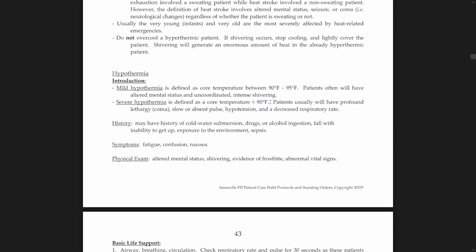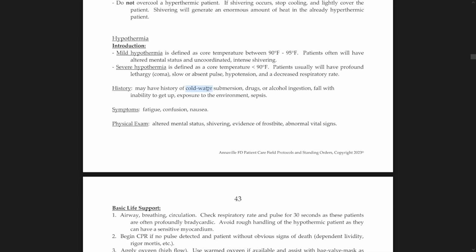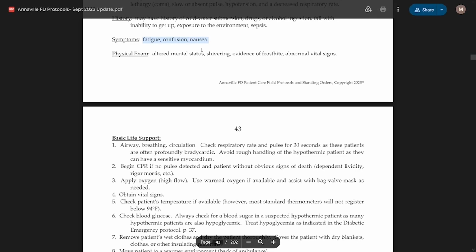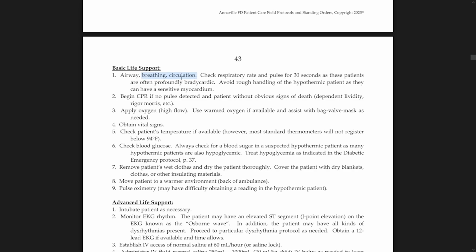Patients usually will have a profound lethargy or a coma, a slow or absent pulse, hypotension, and a decreased respiratory rate. These patients may have a history of cold water submersion, drugs or alcohol ingestion, a fall with the inability to get up, and exposure to the environment, as well as sepsis. We want to watch out for patients who have fatigue, confusion, and nausea. For BLS, we want to check their ABCs, and check respiratory rate and pulse for 30 seconds, as these patients are generally profoundly bradycardic.